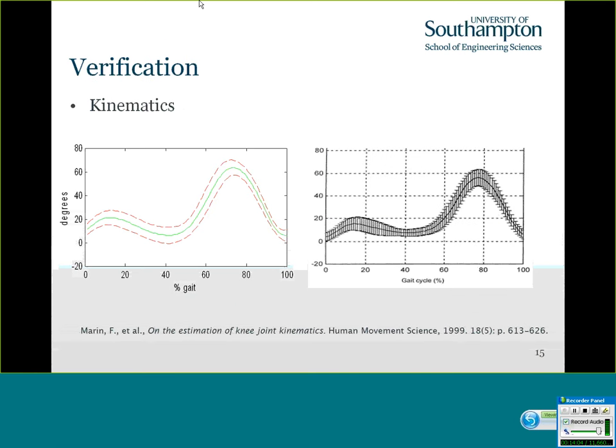Before we go on to comparing the healthy and osteoarthritic knee patients, first I'll run through a little bit of the verification process that we go through. And this is verifying the kinematics. We found a paper from Moran et al. that looked at a similar age cohort of healthy individuals, and we can see our kinematics follow the same line as what they've discovered. And also our standard deviation is very similar to what was previously reported in the literature.